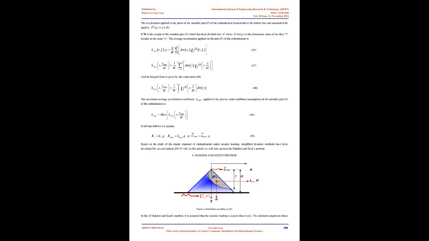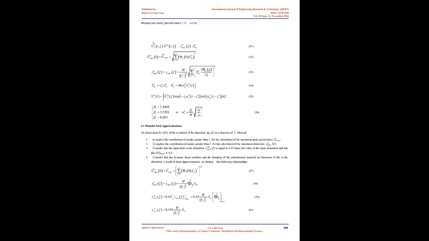4.1 Makdisi and Seed approximations. An observation of the evolution of the functions, as a function of the parameters allowed the following approximations. 1. To neglect the contribution of modes greater than 3, for the calculation of the maximum peak acceleration. 2. To neglect the contribution of modes greater than 1, for the calculation of the maximum distortion. 3. Consider that the equivalent cyclic distortion is equal to 0.65 times the value of the mean distortion. 4. Consider that the dynamic shear modulus and the damping of the embankment material are functions of the cyclic distortion.